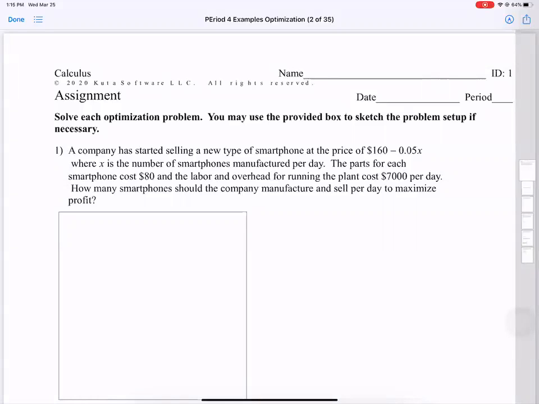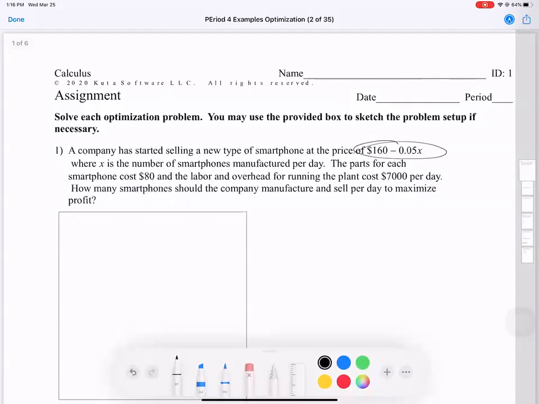Okay, so a company started selling a new type of smartphone for the price of $160 minus some type of value, 0.05x, where x is the number of smartphones manufactured per day. Okay, this is the selling price. And so apparently every time they make more phones, the price goes down by 5 cents. The parts for each smartphone cost $80, and the labor and overhead for running the plant costs $7,000 per day. How many smartphones should the company manufacture and sell per day to maximize their profits?